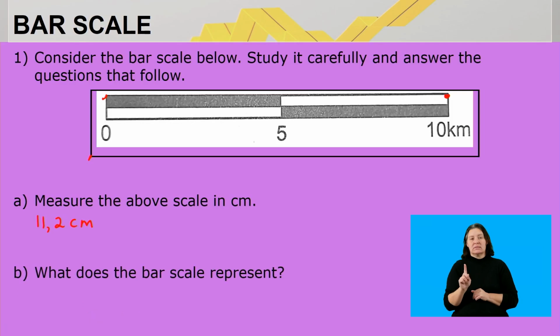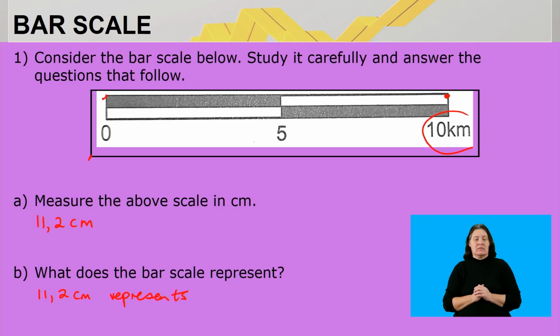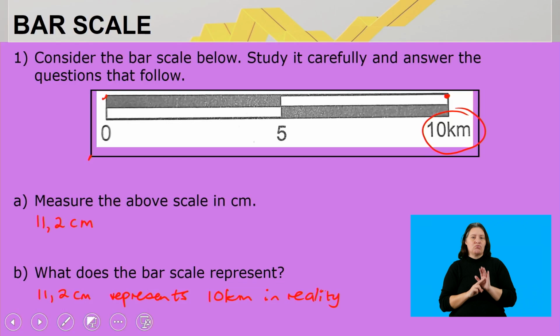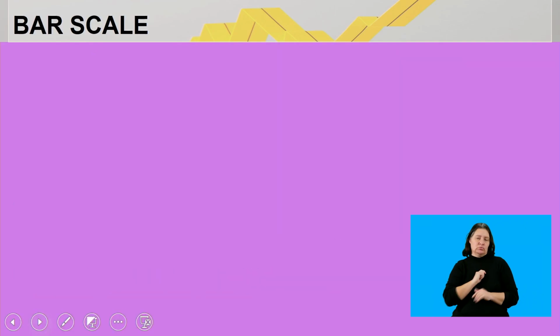What does the bar scale represent? So when we look at this, we can say that this bar scale, we have 11.2 centimeters represents, right? If I look in this case, it represents 10 kilometers in reality. Guys, are we clear on that? So 11.2 centimeters, okay, on this map or drawing, whatever is given to you, represents 10 kilometers in reality.